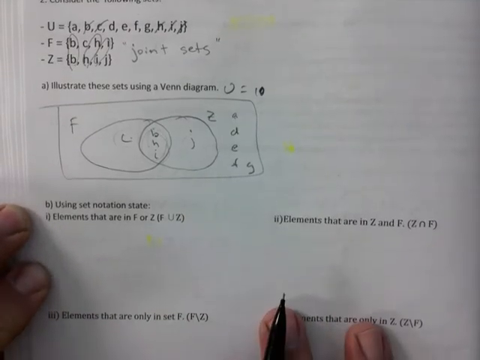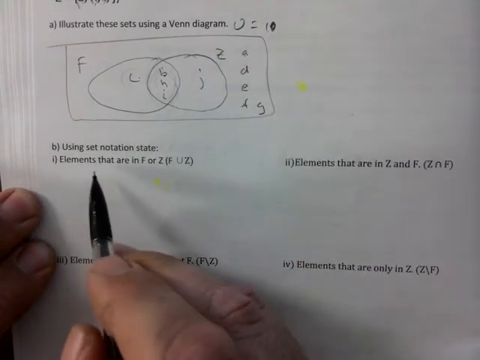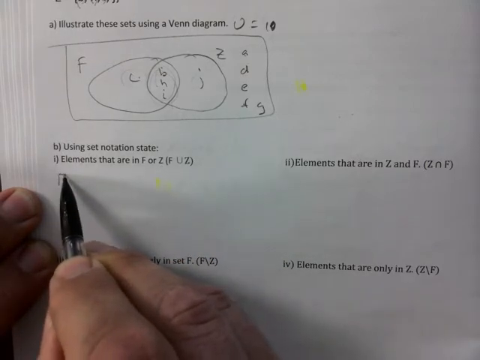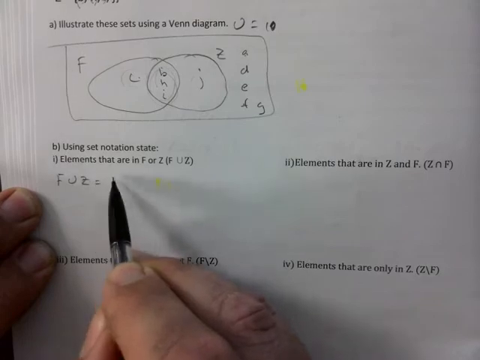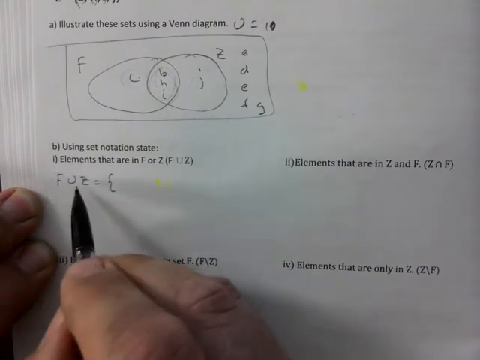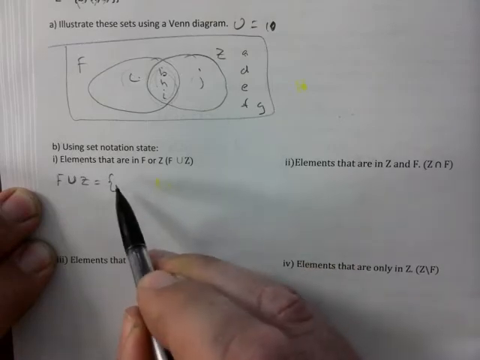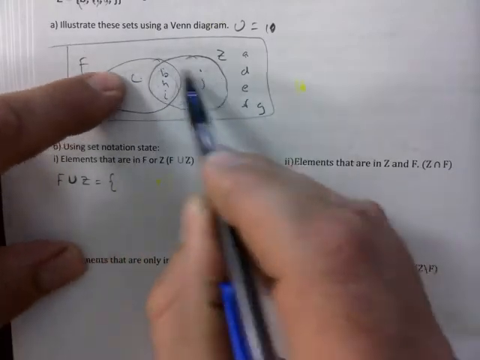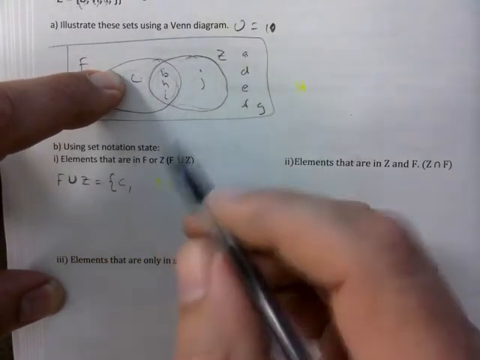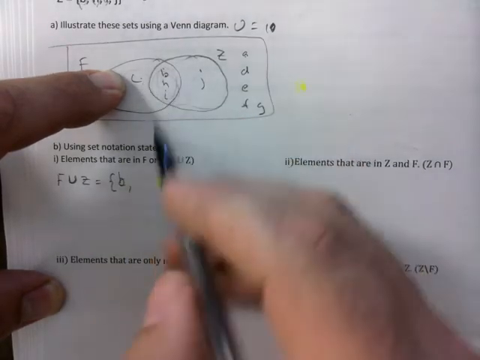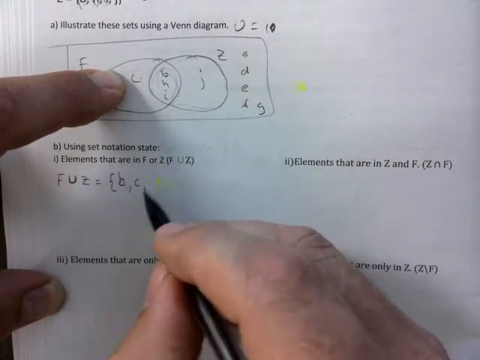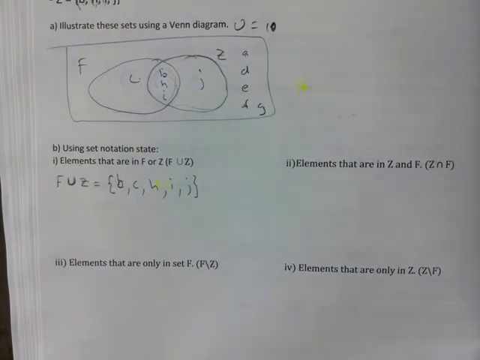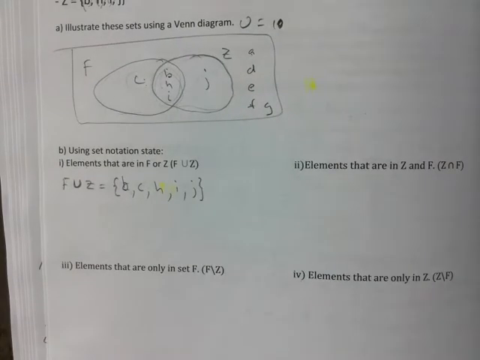I also want to make note of this. Elements that are in F or Z, so that's a union. So then I actually want you to tell me, using brackets or just leave it like that, it's up to you, what's in the union, right? So if you combine both circles, it would be all of that, and it has to be in alphabetical order, right? So B, C, H, I, and J. If that helps you, just write them all down and then arrange if you'd like.